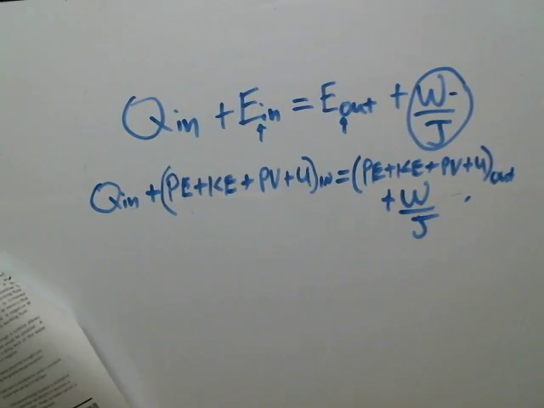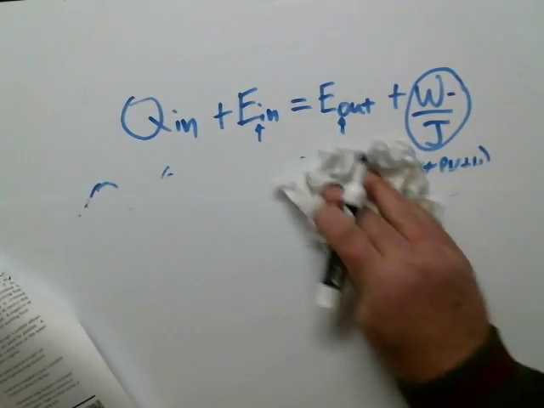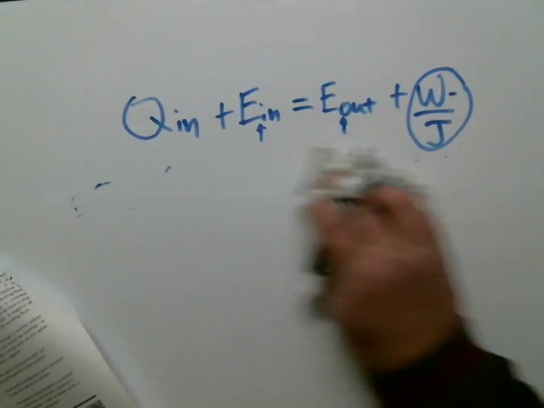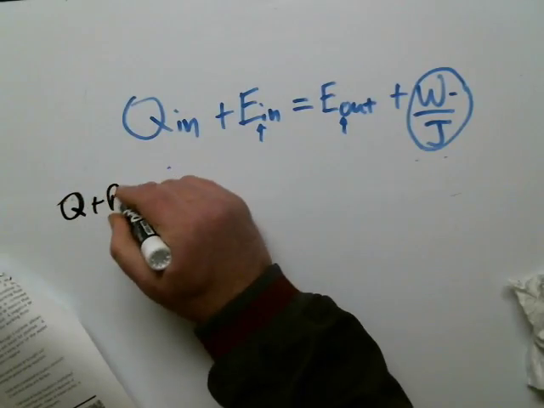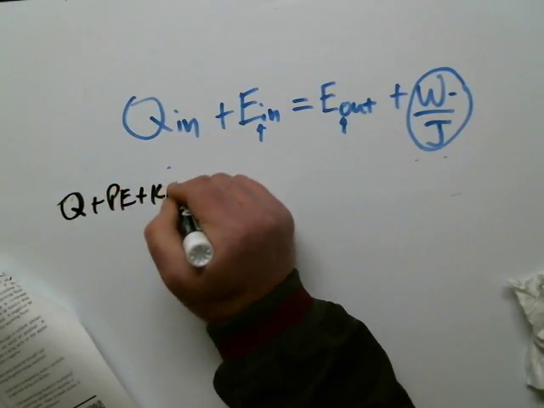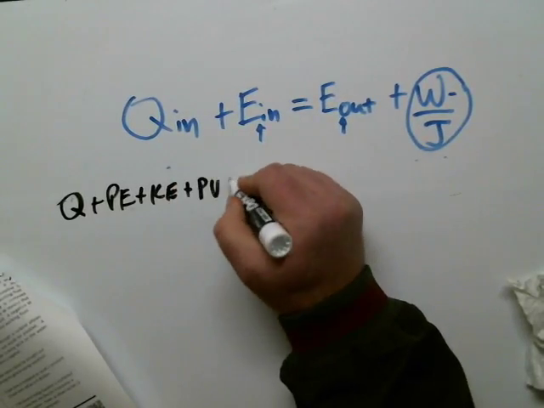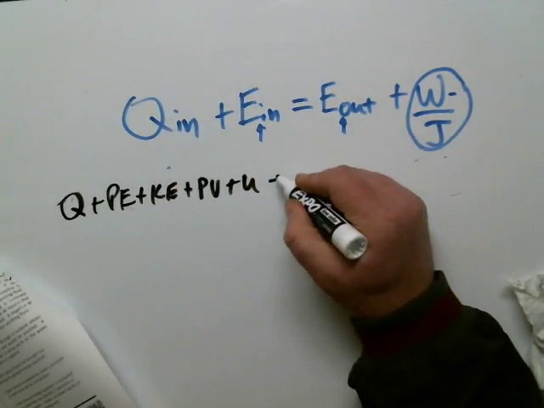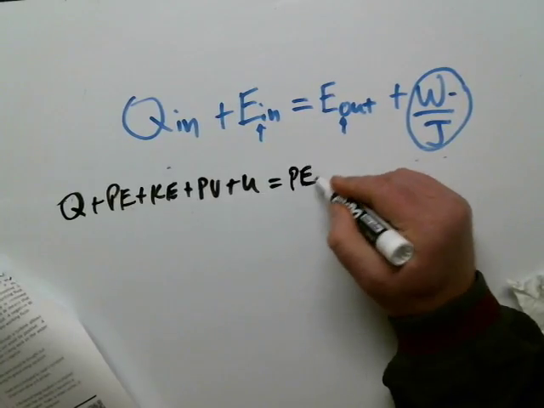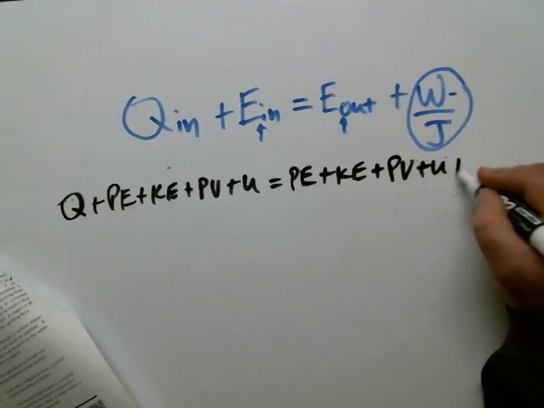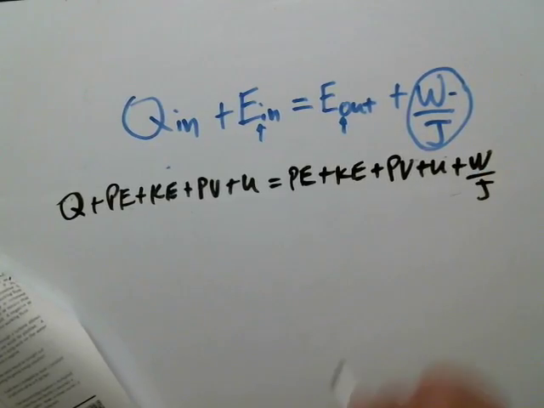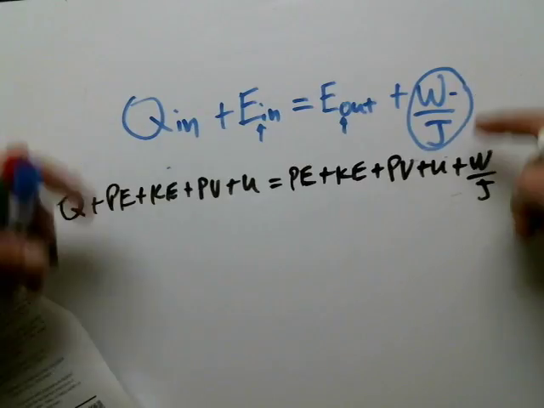So sometimes there's a sign convention. If I was to apply this general energy equation, I'll rewrite it so we can see it all the way from left to right. So heat that I add plus potential energy plus kinetic energy plus PV energy plus internal energy equals potential energy plus kinetic energy plus PV energy plus internal energy plus work. That's just rewriting this equation up here.